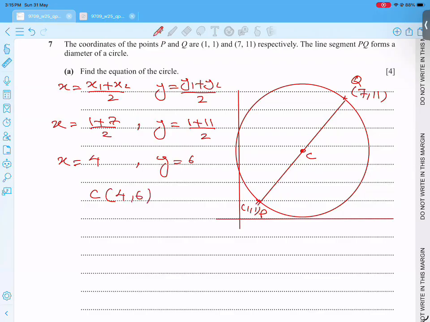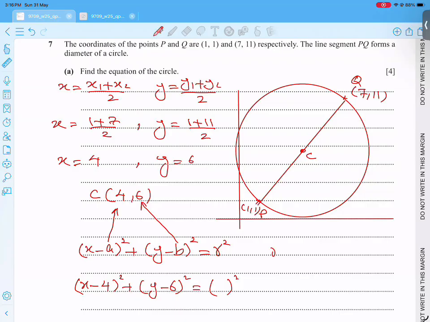And we're looking for the equation of the circle. You know the formula is x minus a whole square plus y minus b whole square is equal to r square. a is this number and b is this number. So this is not a problem. Only one problem is left behind: what is the radius?